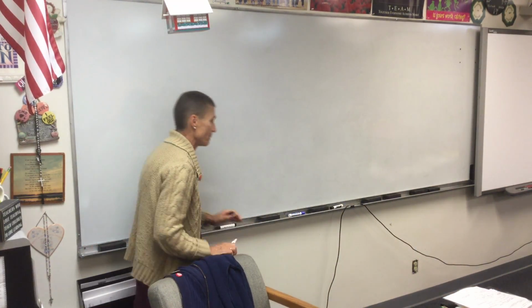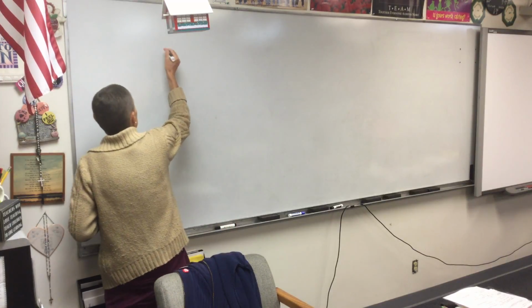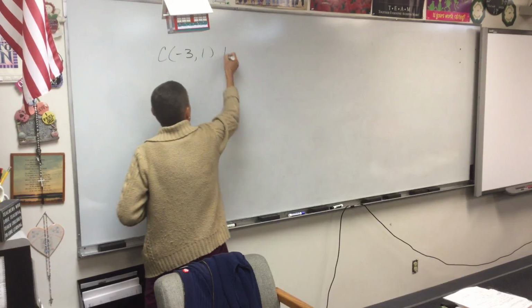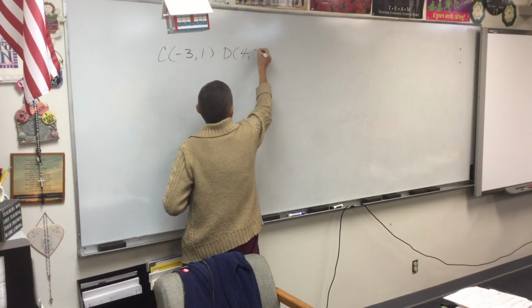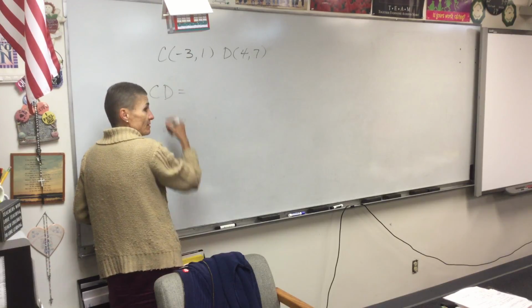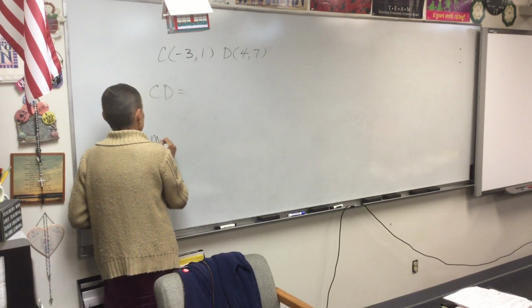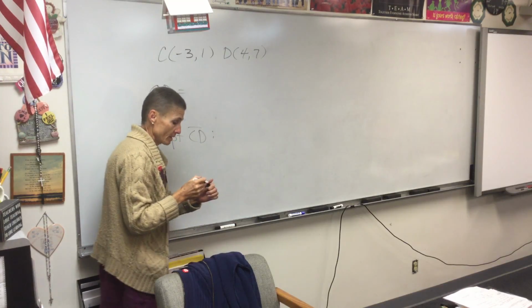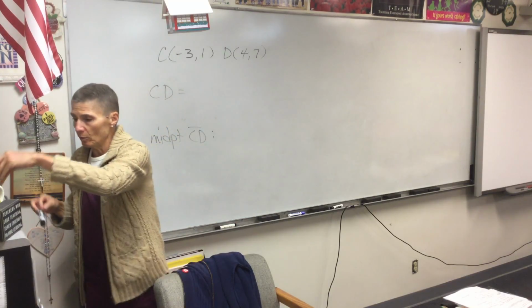So we talked about, we had a couple of points. Let's say point C has coordinates -3, 1, and D has coordinates 4, 7. This would mean find the distance between them, and this means find their midpoint. All right, so here we go.